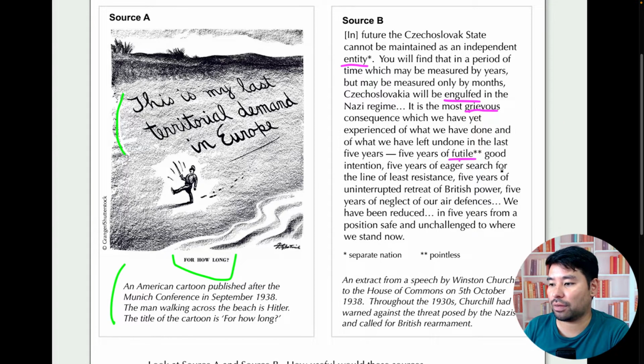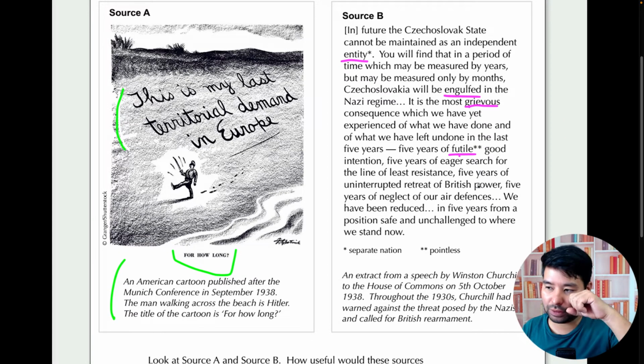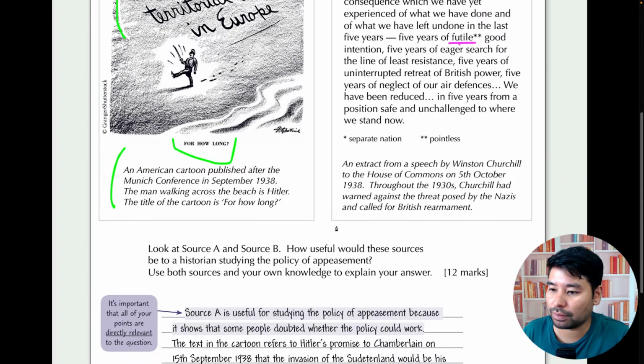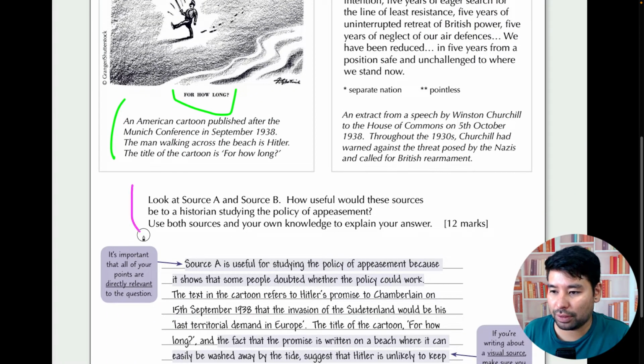So these are some of the words that we have here. Of course, we have more words, okay, but for now, that's it. This is what I'm going to give you, okay? So of course, what you do is analyze that deeper, in a more profound way, okay? And then let's go on. So let's see the questions that we have down below here. So this here is the question. Look at Source A and B. How useful would these sources be to a historian studying the policy of appeasement? And use both sources and your own knowledge to explain your answer.